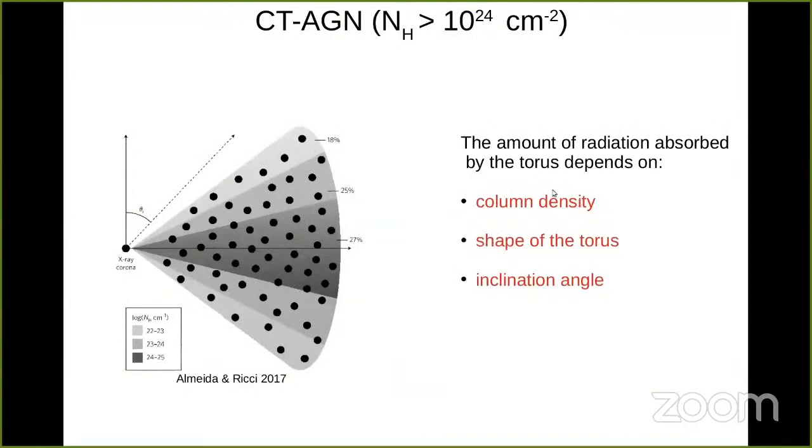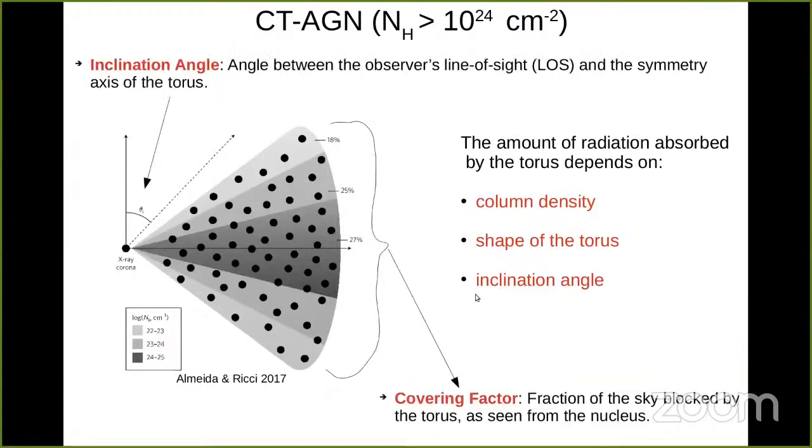Firstly, the column density distribution varies as we move away from the horizontal axis. It also depends on the shape of the torus and inclination angle. So we define two parameters, inclination angle and covering factor. Inclination angle is the angle between the observer's line of sight and the symmetry axis of the torus, whereas the covering factor is the fraction of the sky blocked by the torus as seen from the nucleus.